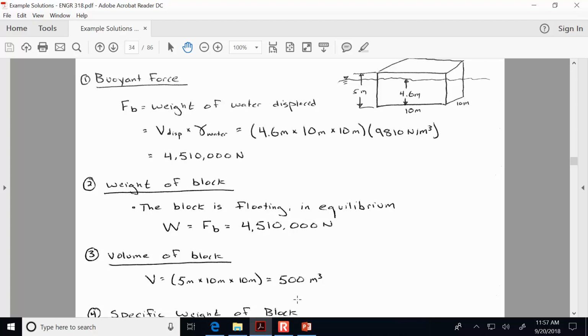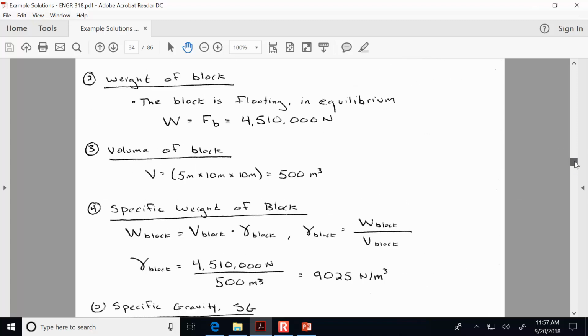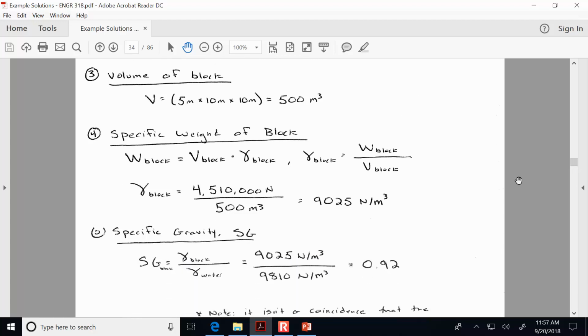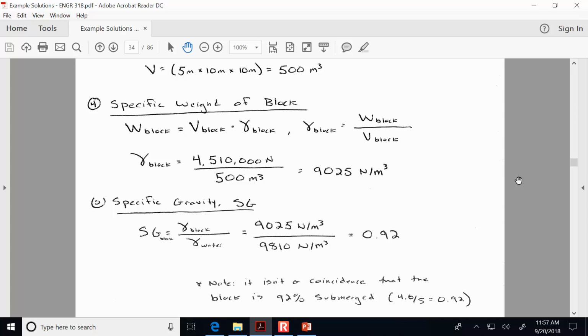And then the weight of it is equal to the buoyant force because it's in equilibrium. The volume of the block we can get just from the dimensions. I'm asking this in a specific order so that you have the data you need to calculate the specific gravity and the specific weight.